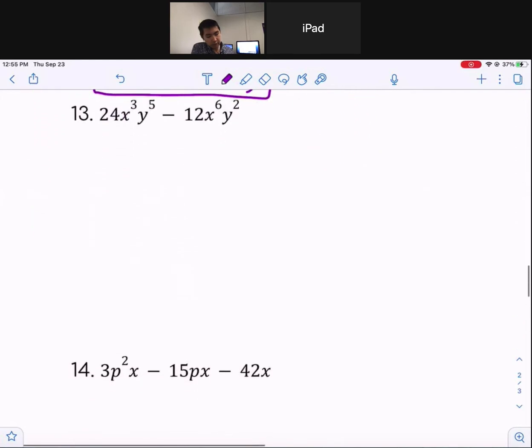13. So you guys can divide both of them by 12. You can take away 3 x's from both and take away 2 y's from both. 24 divided by 12 is 2. You took away 3 x's, no more x, took away 2 y's, y to the 3rd. 12 divided by 12 is 1, so negative. You took away 3 x's from there, so that's just x to the 3rd, and you already took 2 y's away from there, so that's just no more y.